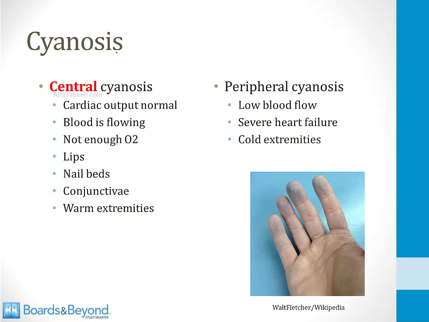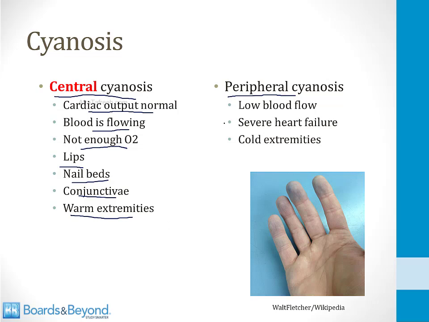Cyanosis is a bluish discoloration of the skin and it can be divided into two types, central cyanosis and peripheral cyanosis. Central cyanosis is the type seen in babies with certain forms of congenital heart disease. This can occur when the cardiac output is normal and blood is flowing to the body, however that blood is not carrying enough oxygen. This type of cyanosis can be evident in the lips, in the nail beds, you can see it in the conjunctiva, and the extremities will be warm because they are being perfused with warm blood. The blood just doesn't have enough oxygen in it.